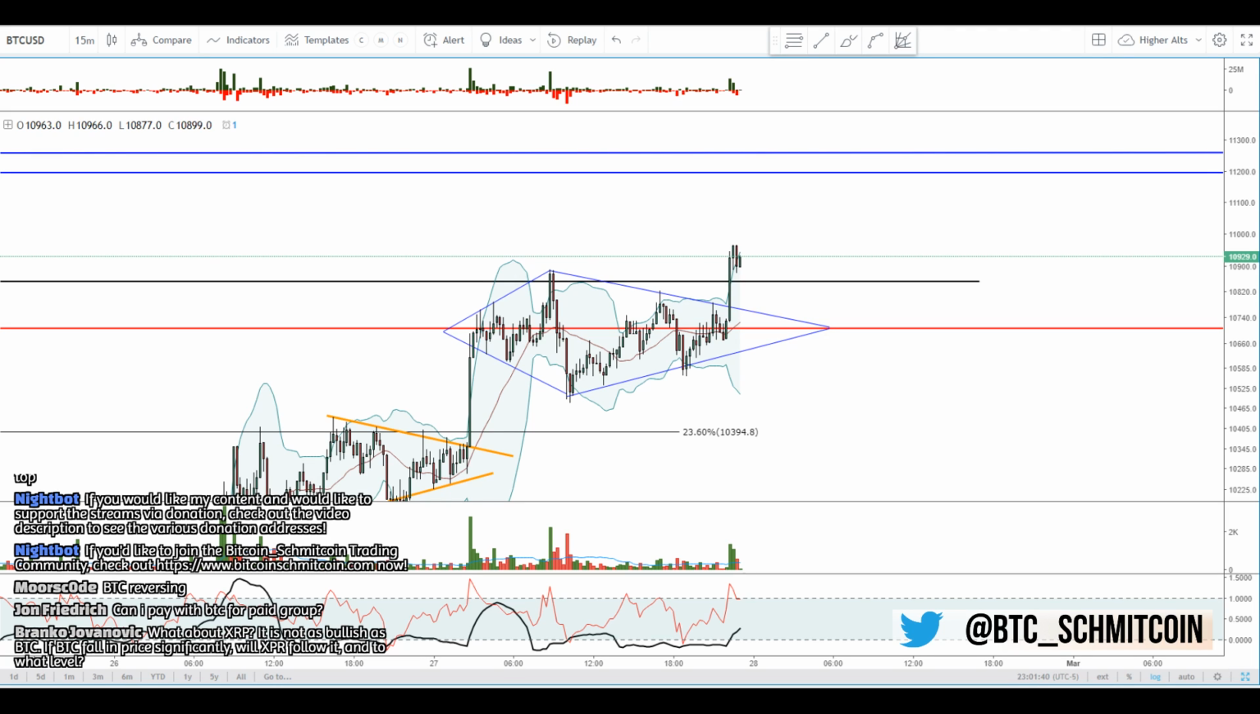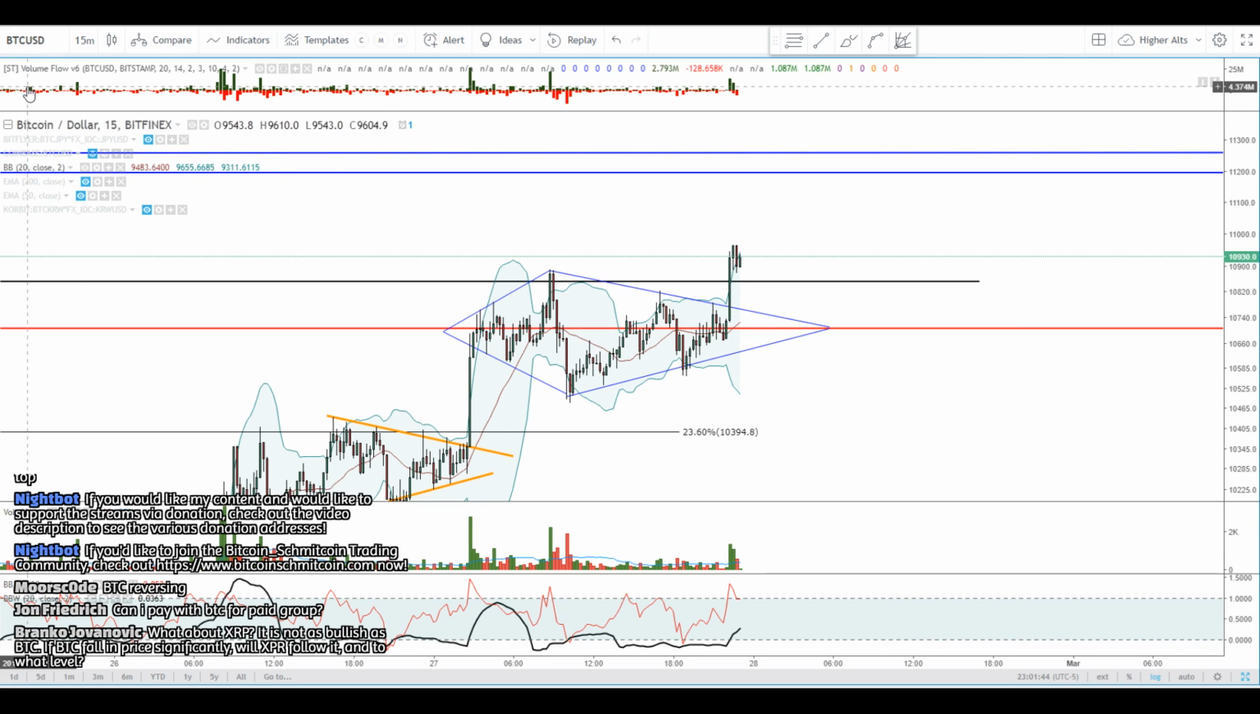How do you get the chart with the buy and sell on the top? It's an indicator on TradingView. Volume Flow V6 is the name of the indicator.